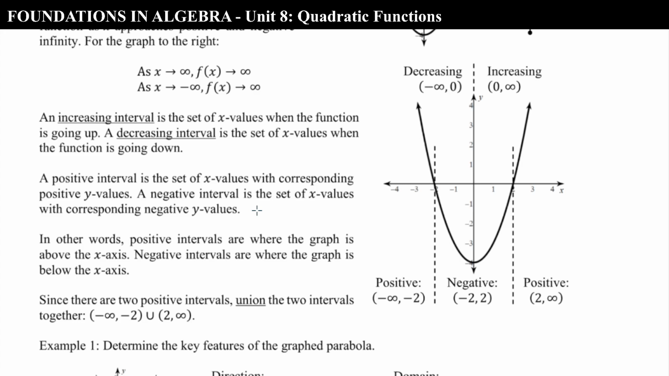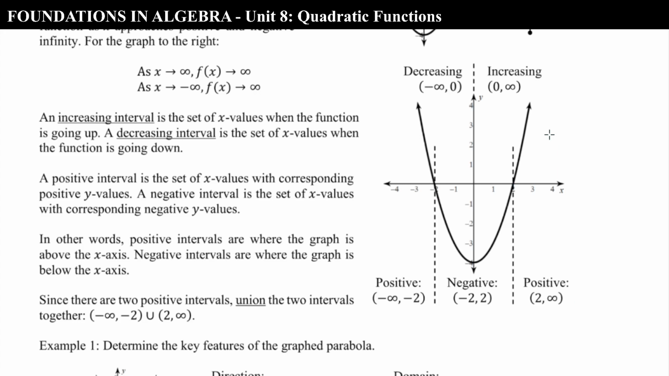A positive interval is the set of x values with corresponding positive y values. Okay? So, in other words, a positive interval is where the graph is above the x-axis. A negative interval is a set of x values with corresponding negative y values. So, in other words, negative interval is where the graph is below the x-axis. So, here on this graph, we are positive from negative infinity to -2, negative from -2 to +2, and then we're positive again from 2 to infinity.